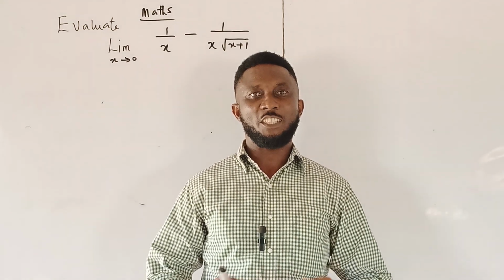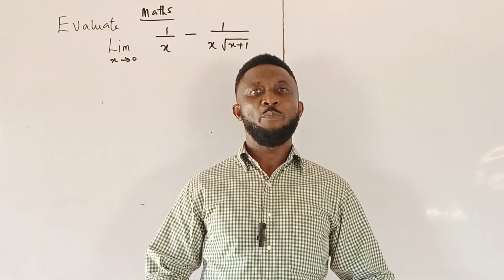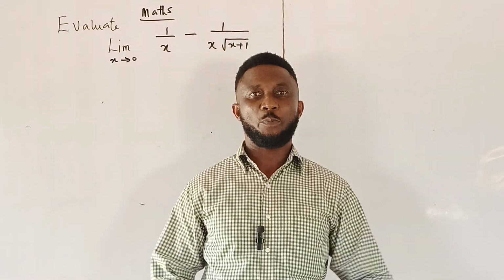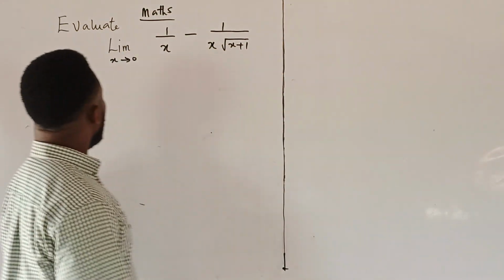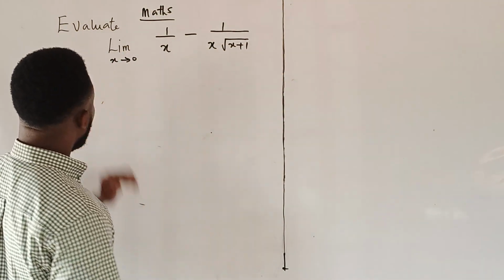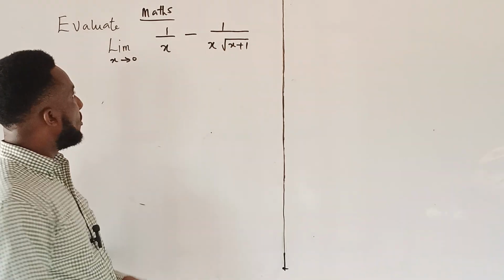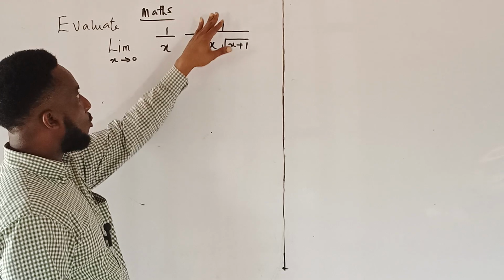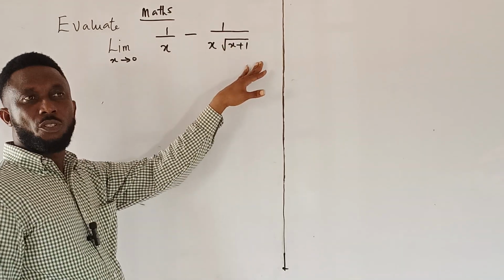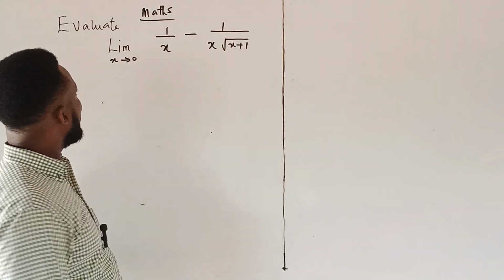Today we have another interesting problem on limit of a function, something very special. So let's write together with the solution. We are to evaluate the limit as s approaches 0 of this function here, 1 upon s minus 1 upon s into the square root of s plus 1.